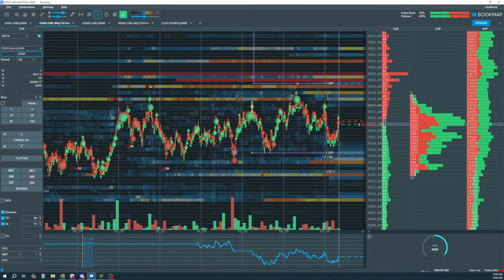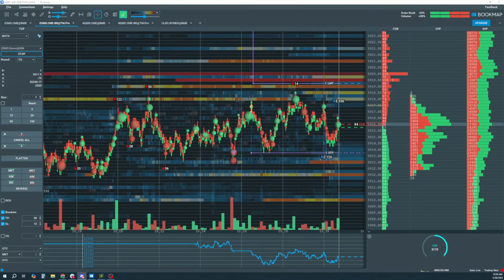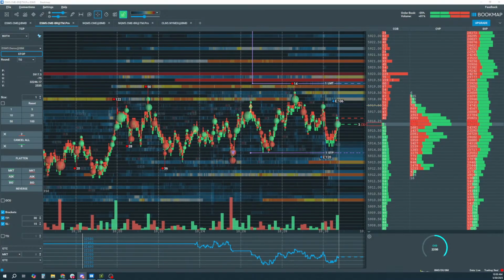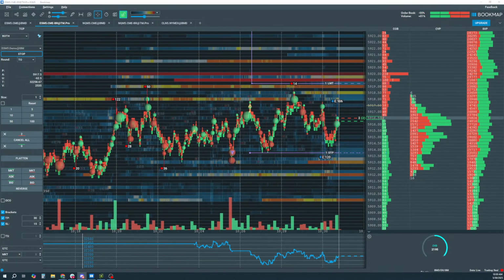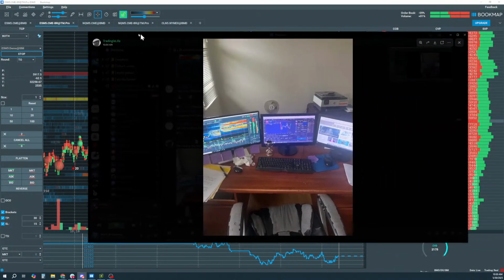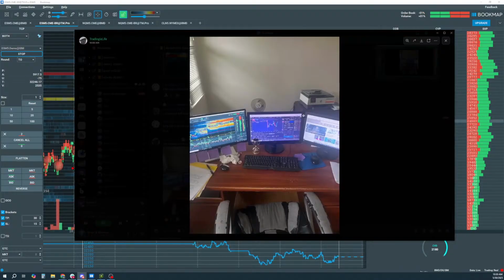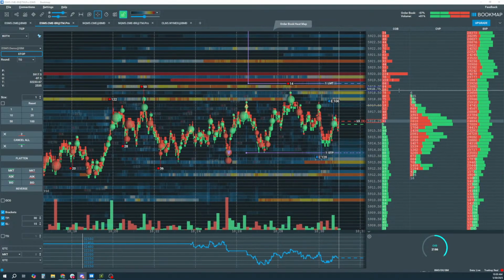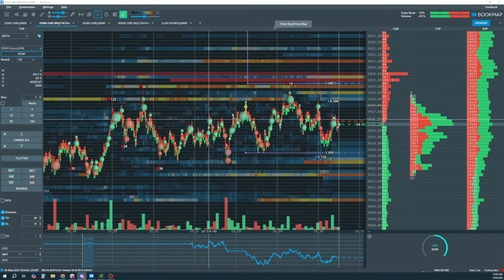Nice, trading is life. You got your trade set up there. Looks good. Like it. Yep. So yeah, it looks nice. 3 monitors. Got Bookmap there.